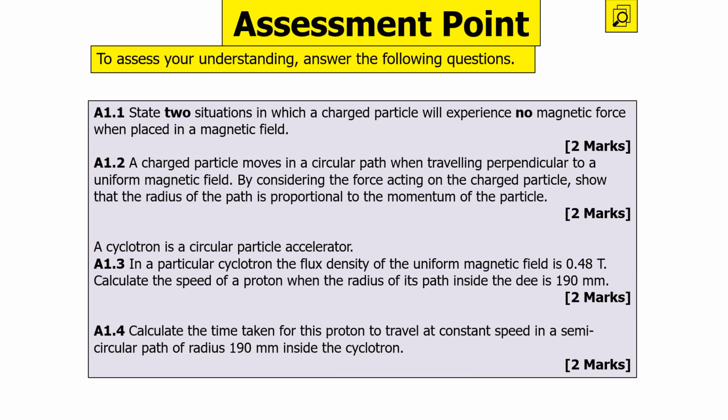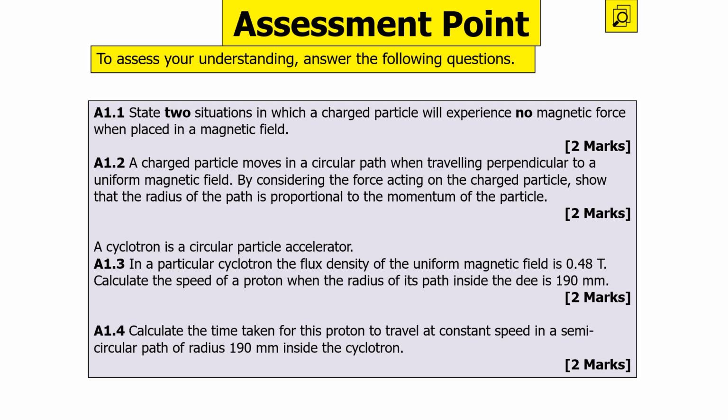The next question says, state two situations in which a charged particle will experience no magnetic force when placed in a magnetic field. Then a charged particle moves in a circular path when travelling perpendicular to a uniform magnetic field. By considering the forces acting on the charged particle, show that the radius of the path is proportional to the momentum of the particle. Then a cyclotron is a circular particle accelerator.